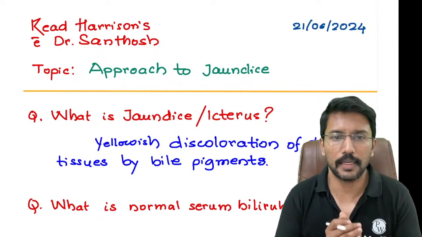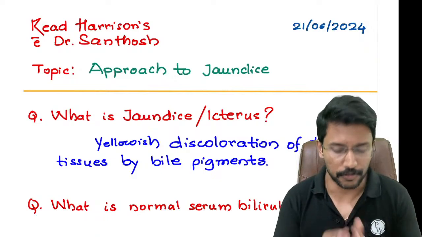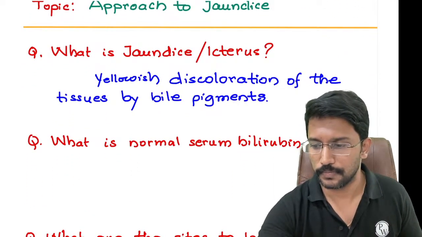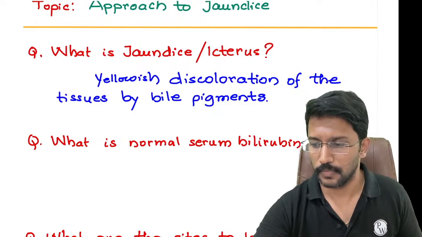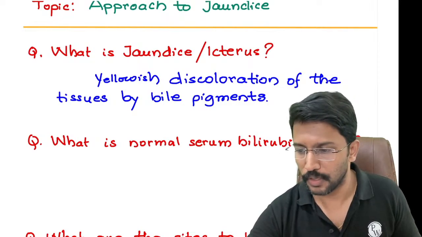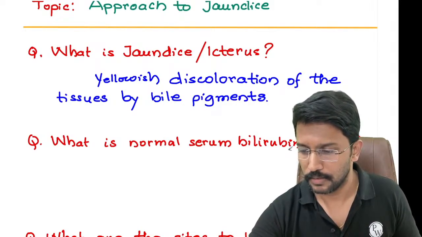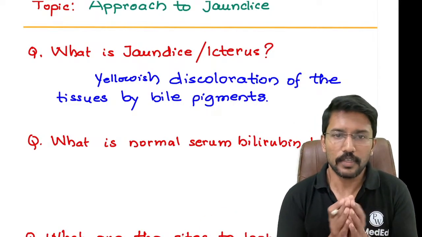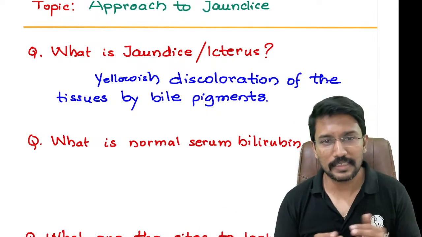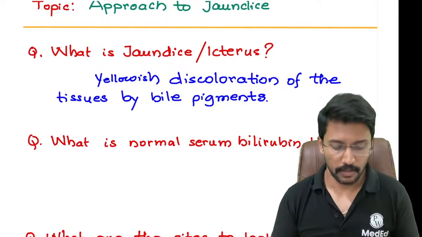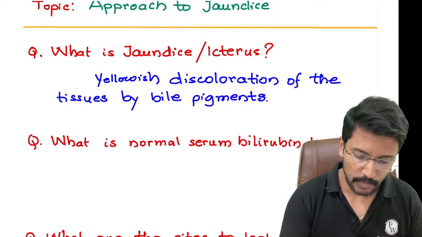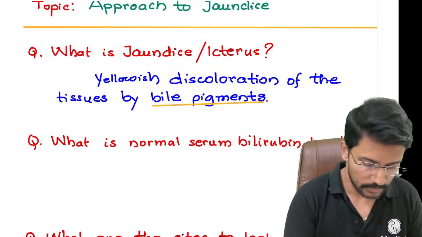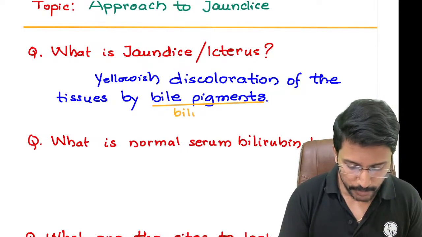We will start first by understanding what is jaundice or icterus. Jaundice or icterus refers to yellowish discoloration of the tissues by bile pigments. When I say bile pigments, I am primarily referring to bilirubin, right?